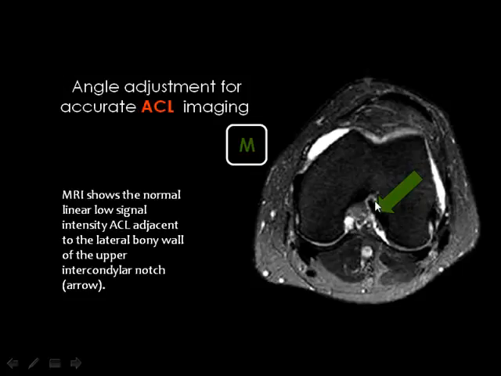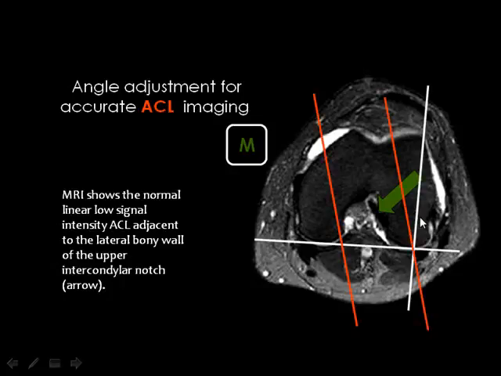Then this is the anterior cruciate ligament in the intercondylar notch, this is the axial image. And we usually scan the patient like this. In order to do the accurate sagittal image, we draw a line like this, parallel or tangential to the femoral condyle. Then we do a perpendicular line. Then the angle of examination is just 10 degrees to this perpendicular line. This is the right way to scan.